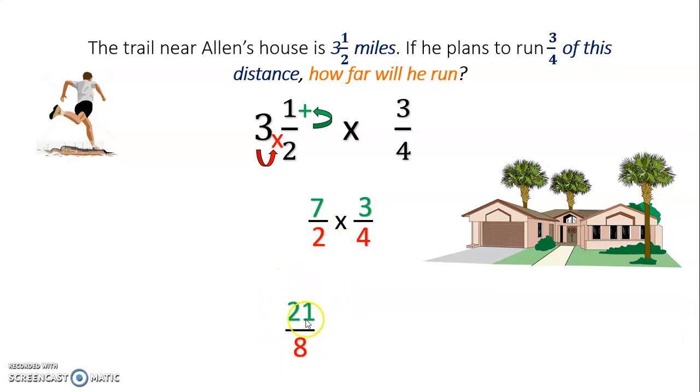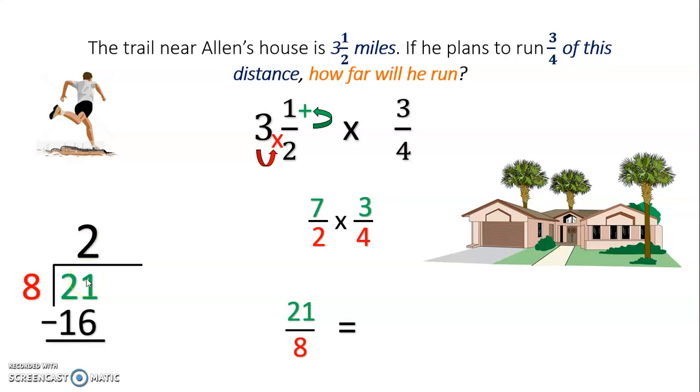Again, we have an improper fraction. In order for that to make sense for our final answer, we need to convert it to a mixed number. So we'll see how many groups of 8 are in 21. The closest we can get is 2 groups, which will give us 16. If we subtract correctly with regrouping, we should have 5, which will be our numerator, and our denominator stays the same, 8. So 21/8 will convert to 2 5/8. So he will run 2 5/8 miles.